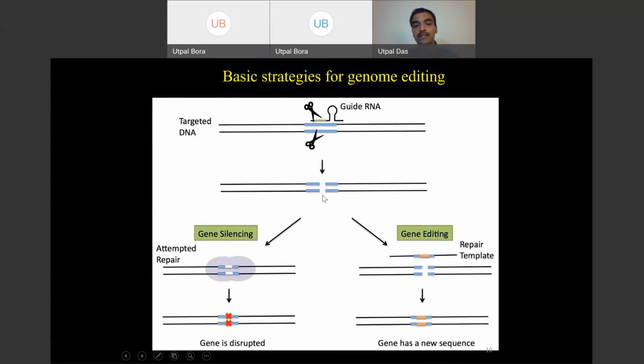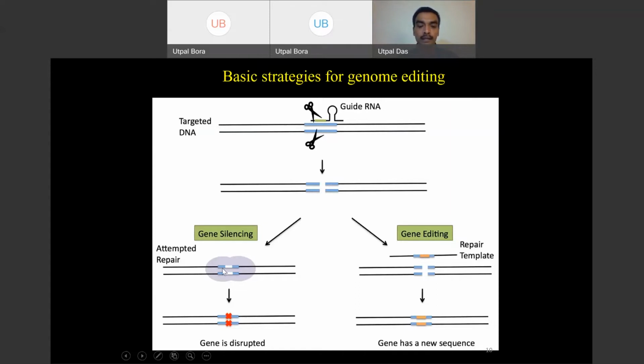Once double-stranded breaks are created, what will happen? As you know, the native cellular repair mechanism will try to heal that double-stranded break. It will try to religate those breaks. It's called non-homologous end joining. That is one way of doing it. But while doing that, even though we know cells are smart, they are not that smart. They will leave certain faults across the modified region.